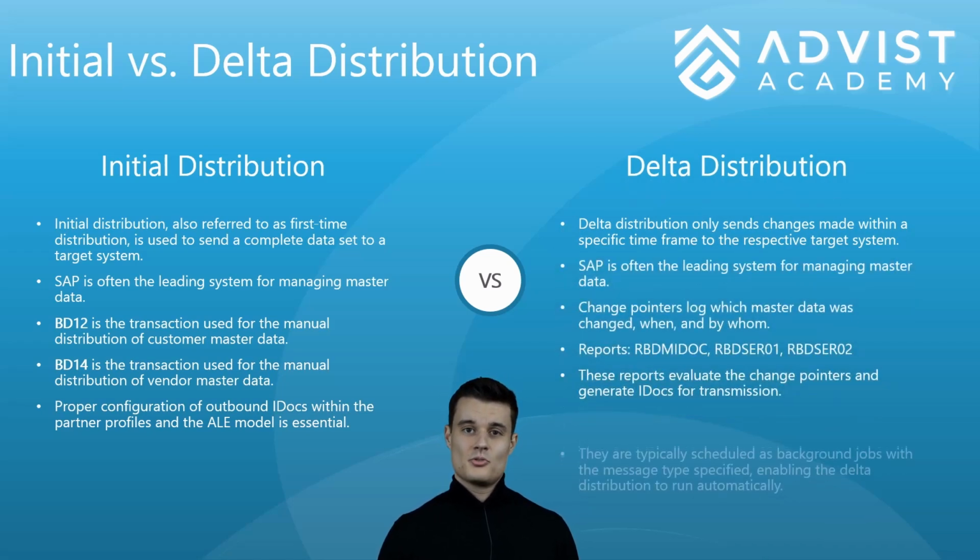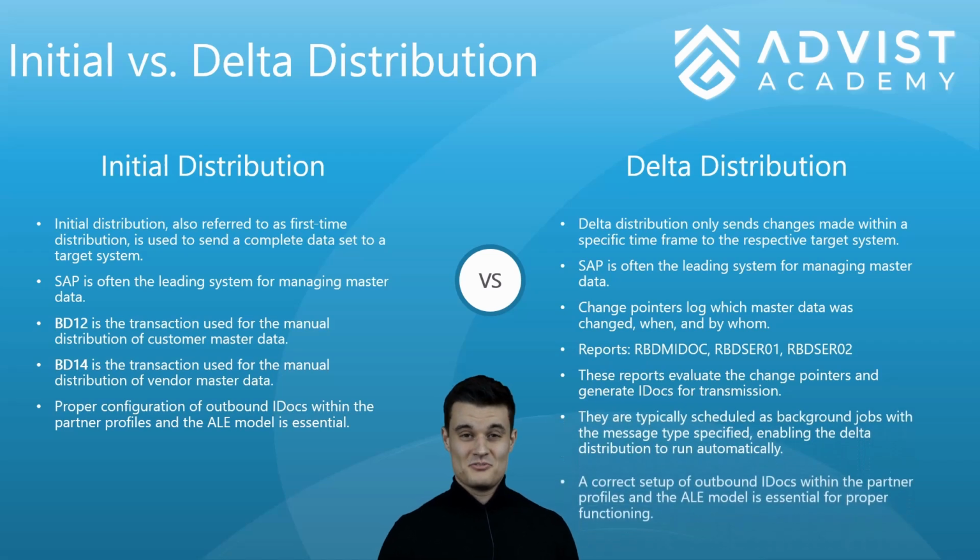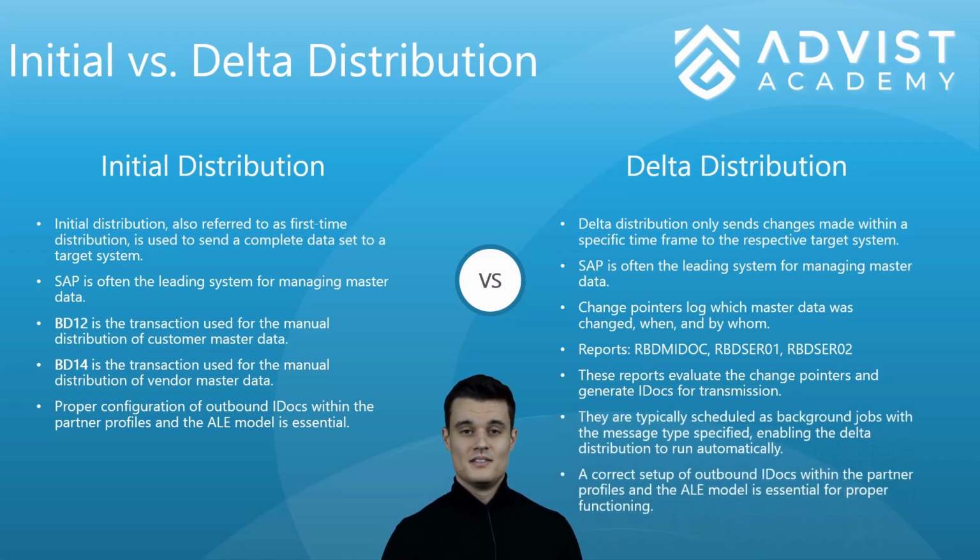The initial distribution, also known as the first-time distribution, sends all relevant data to the respective target system. Delta distribution, on the other hand, only transmits the changes made within a specific period to the respective target system. Since SAP is often the leading system for master data, it is usually sufficient to distribute only the changed data via delta distribution to the connected systems.